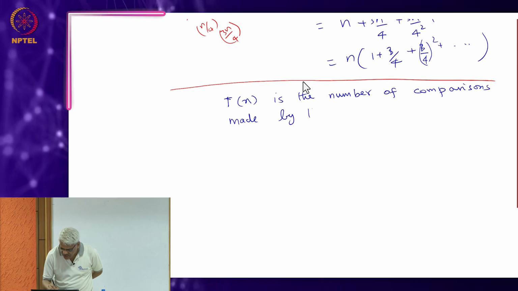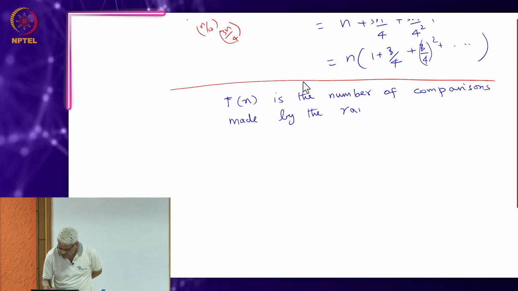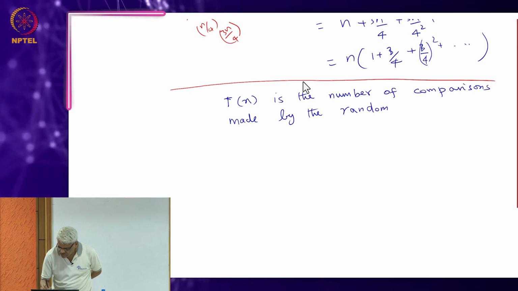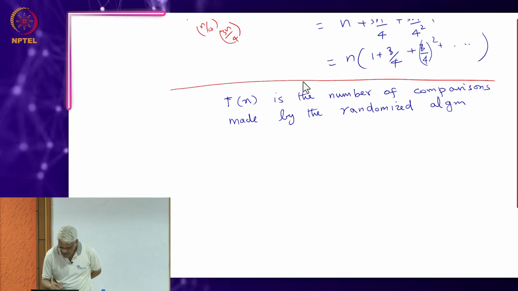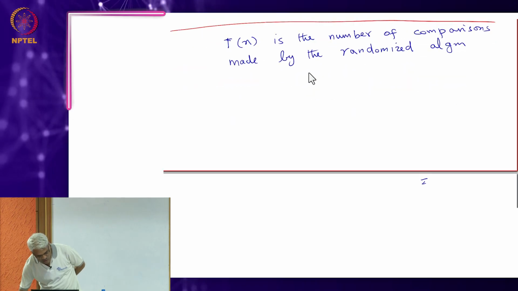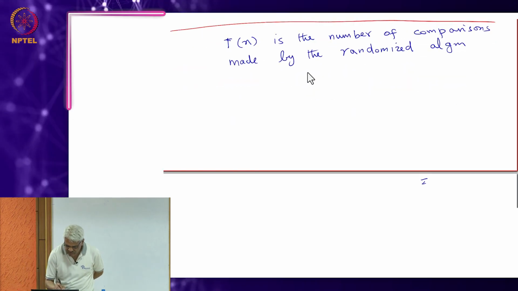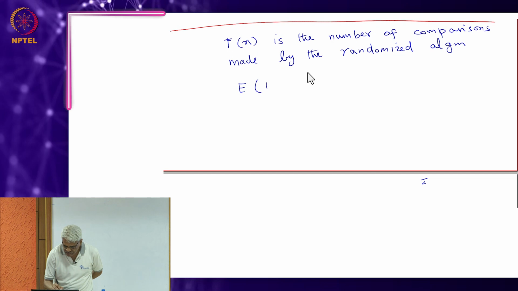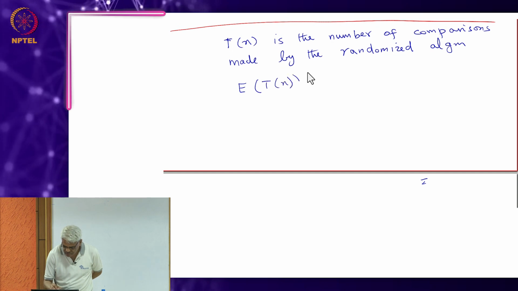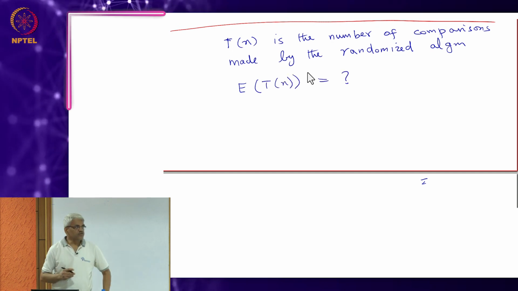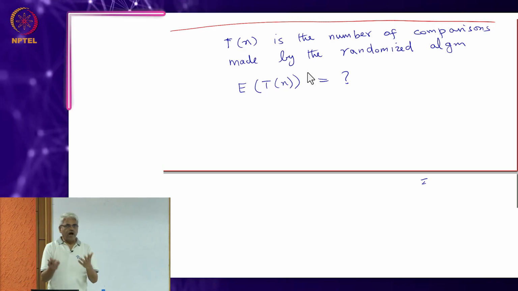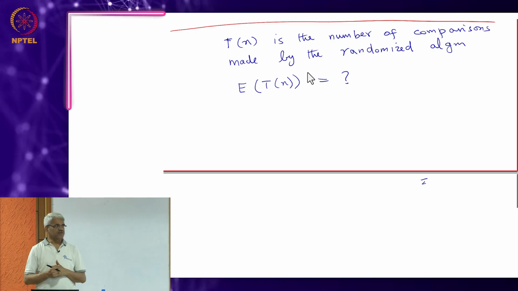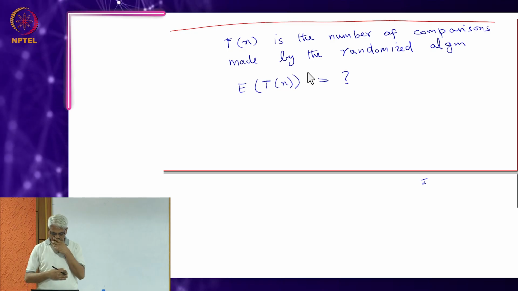By the randomized algorithm. Then we want the expectation of this, right? That gives you the average performance, and the expectation is over all outcomes of the random steps that are being done. Okay.